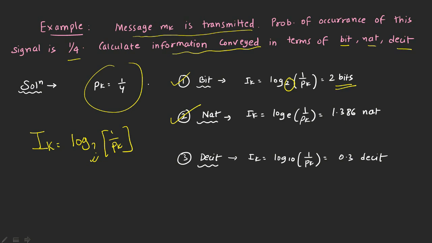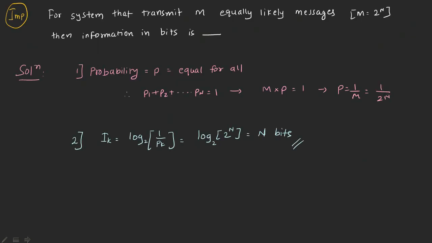Second, we need the nat as the unit of the information, so we took the base as e. Similarly, for the third part, we took the base as 10 because our information is in decit. Solve this, you will get the answer. There is no problem. You just have to decode what the probability is and what they require. Okay, now this is important.